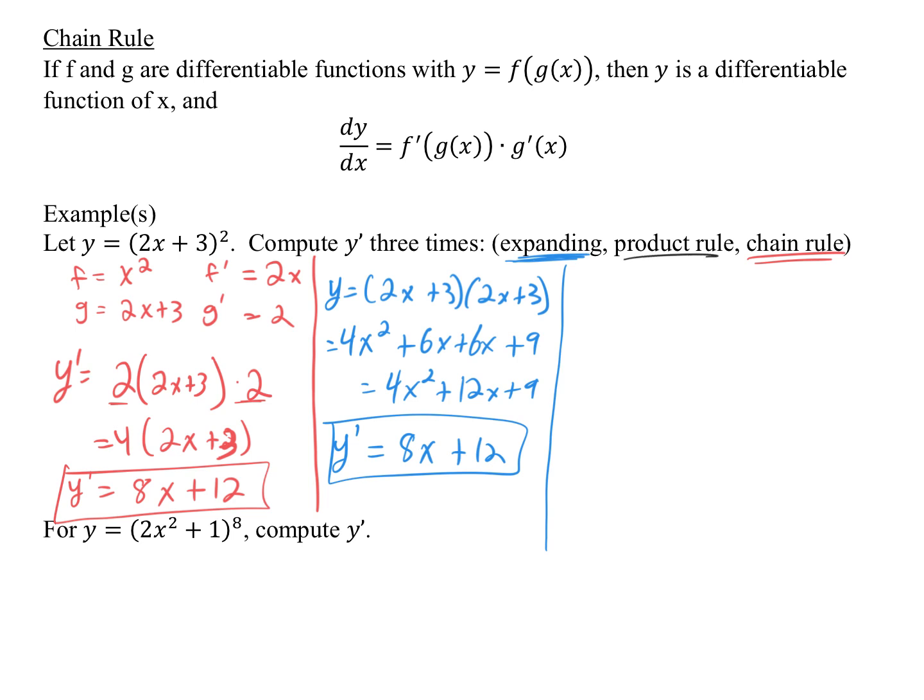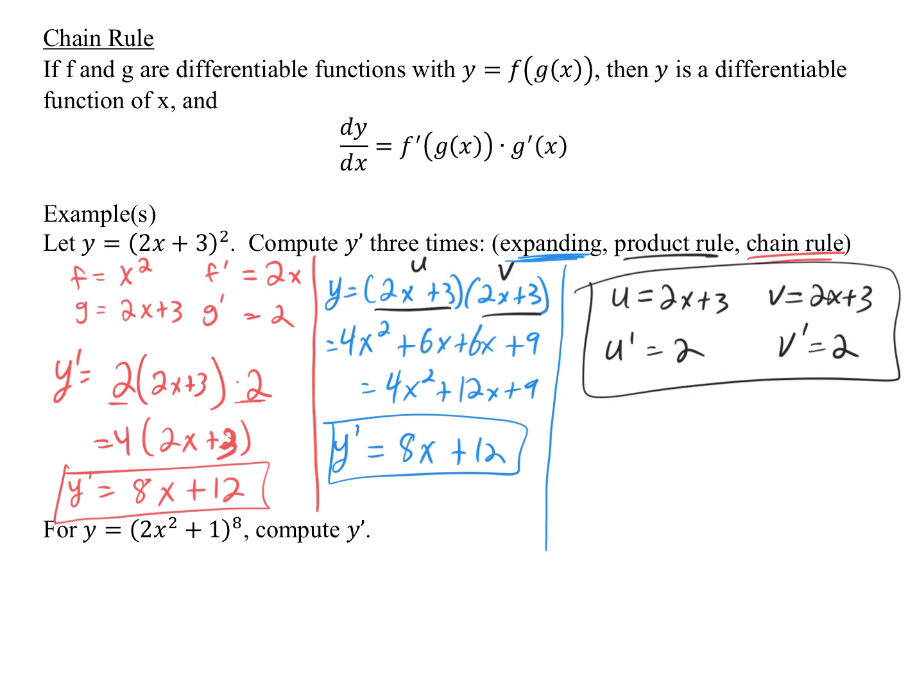Okay, let's also do this using the product rule, right? So this is a nice reminder about what the product rule is. The way I've been doing it in our notes, we have u and v. Now, technically, if just looking back to what we wrote over on the left, this first one is u, the second one is v. So u is equal to 2x plus 3, v is equal to 2x plus 3. Then we compute u prime and v prime. U prime is 2, v prime is 2. And then we multiply along the diagonal.